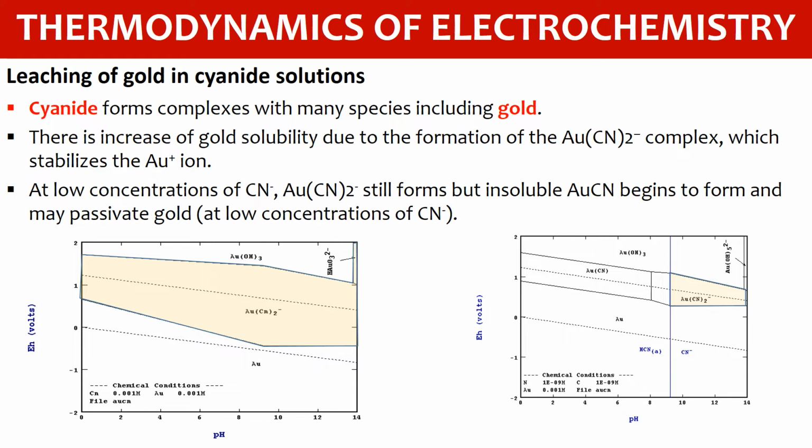Okay, right. So, at low concentrations of cyanide, you find that your AuCN2 minus can form, but there is also formation of an insoluble AuCN compound. This is actually insoluble, so it is a solid. When this unwanted compound forms, it can passivate the gold. So you need to avoid low concentrations of your cyanide.